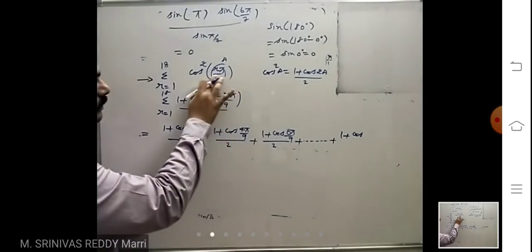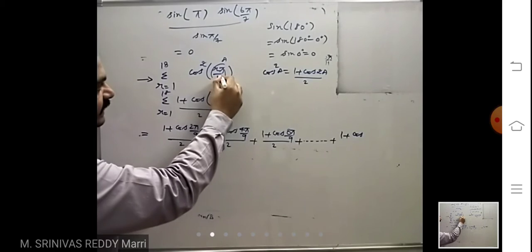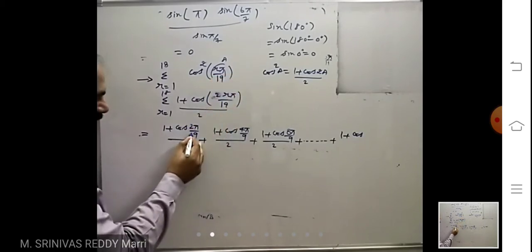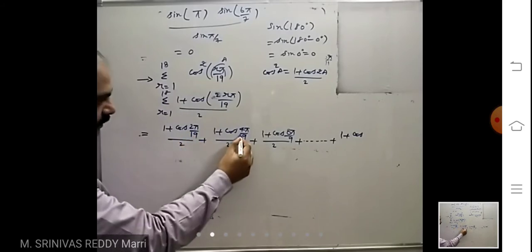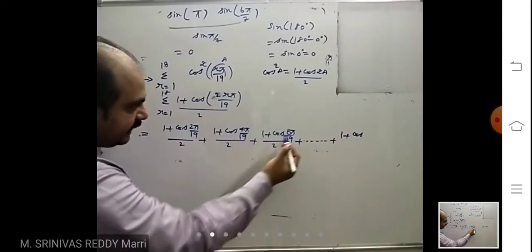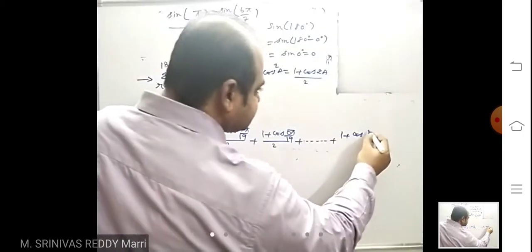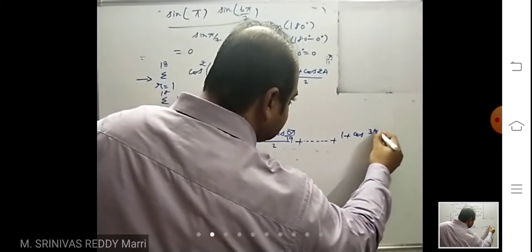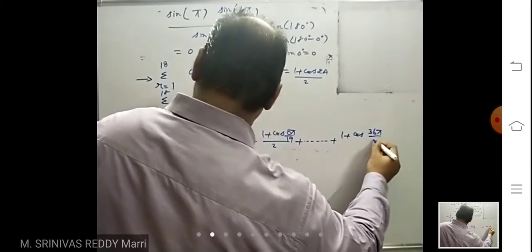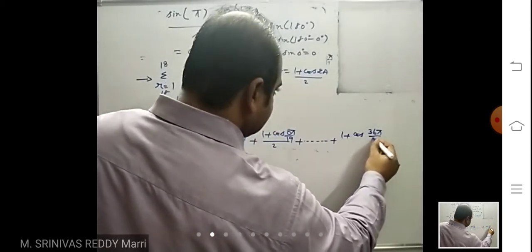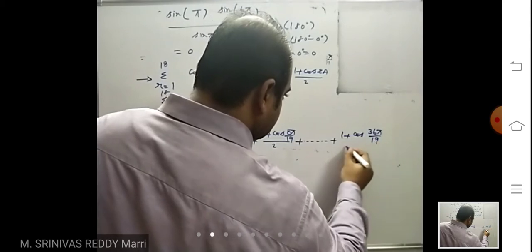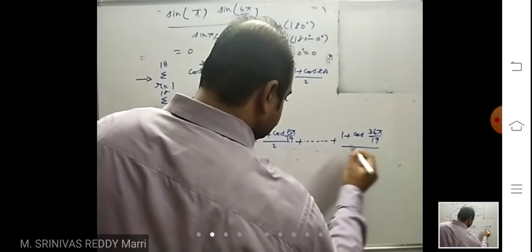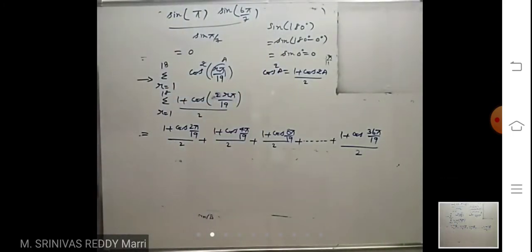Wait, here I have done one mistake. This is 19, not 9, 19. Just change it. So lastly, I will get 1 plus cos. If you substitute 18, what you will get? 36 pi by 19, divided by 2. Just expand it.